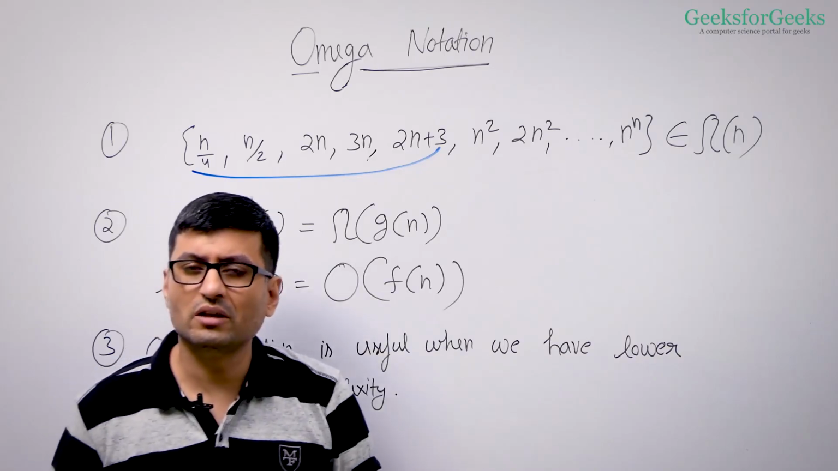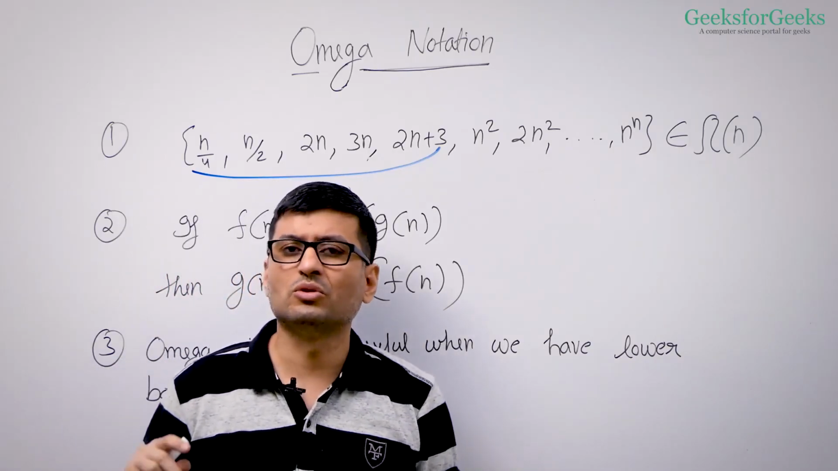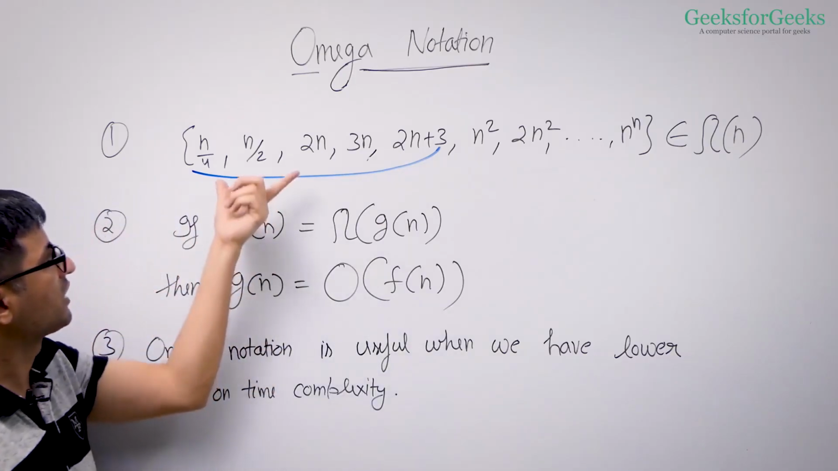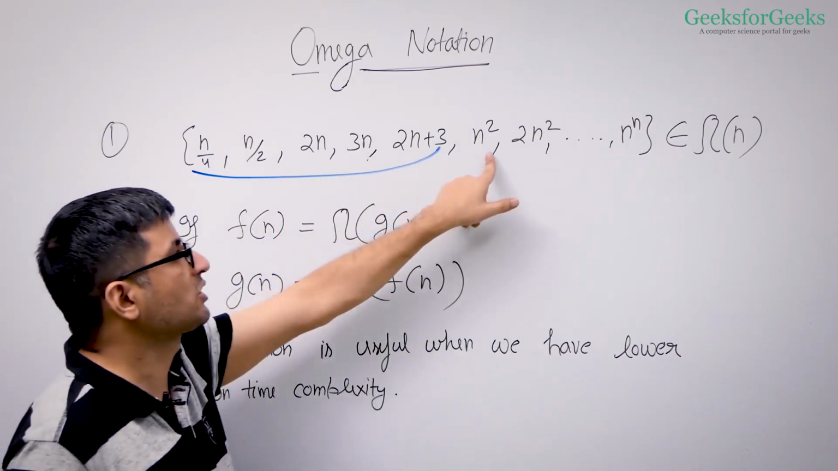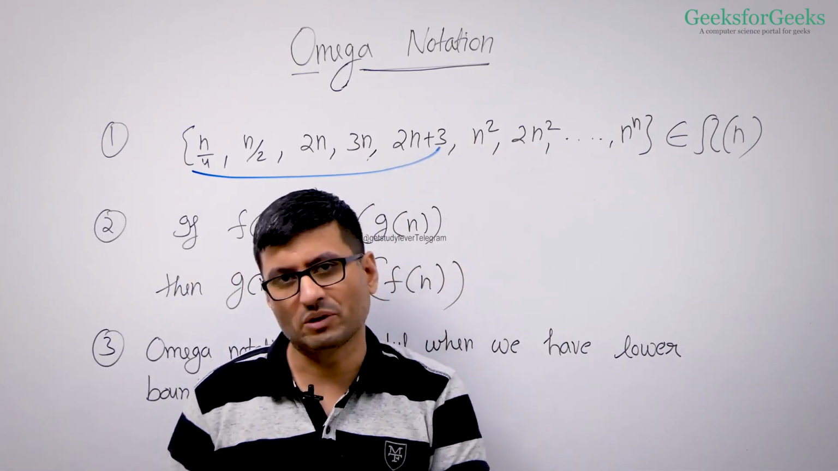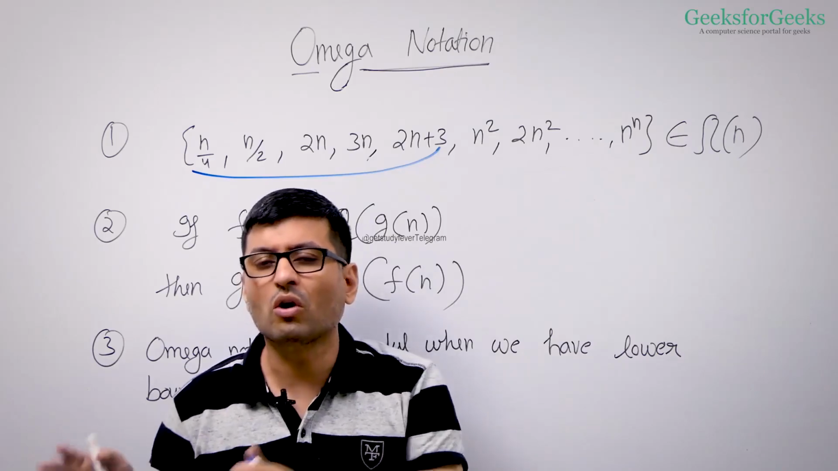But in general, it's a good idea to use tight bounds, right? Use omega of n only for functions of this form, and use omega of n square for functions of this form. In general, we should be using tight bounds, whether we are using big O or big omega.